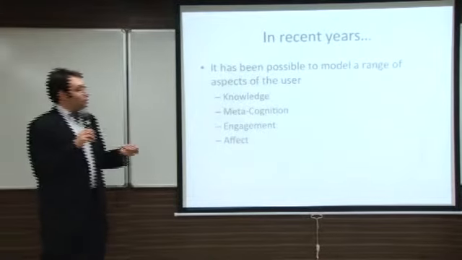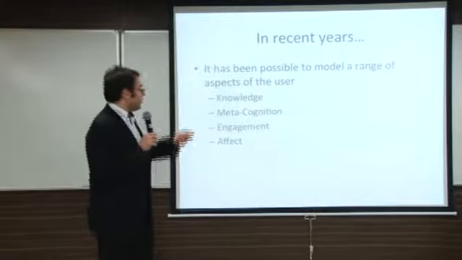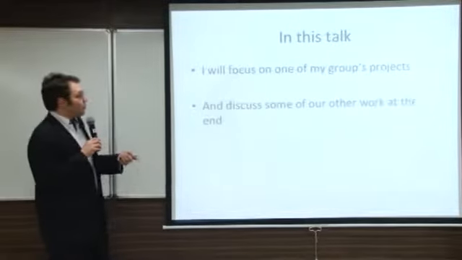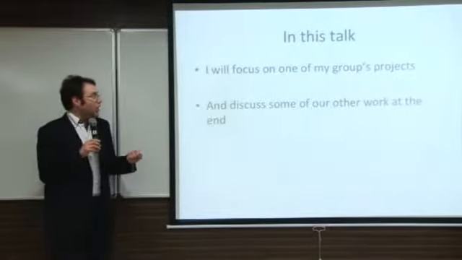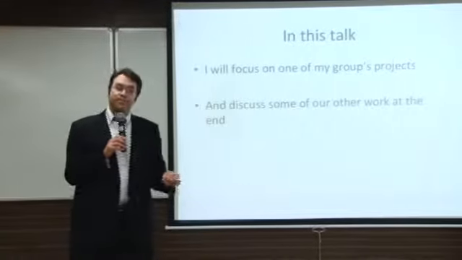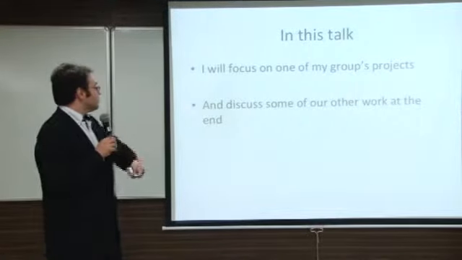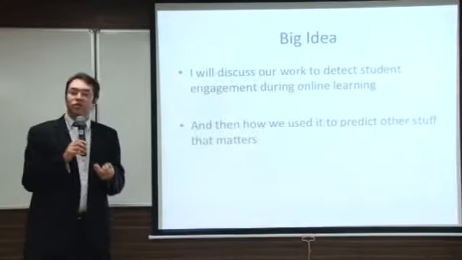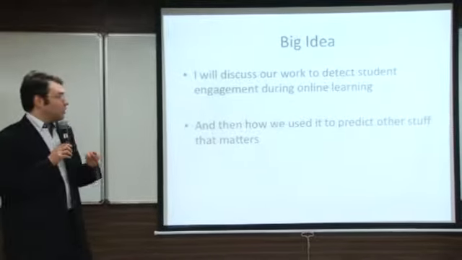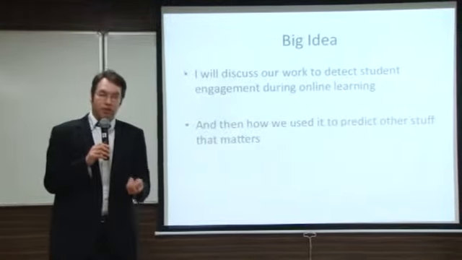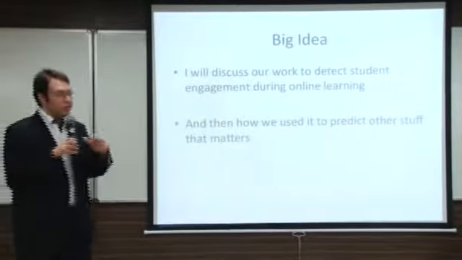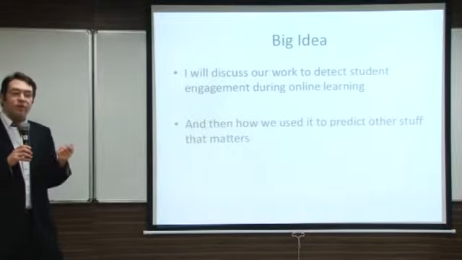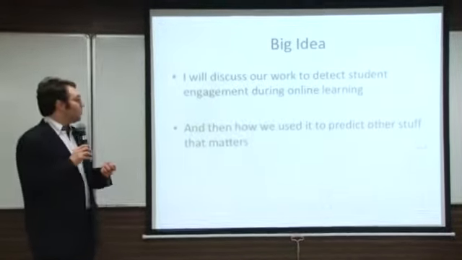So in recent years, it's been possible to model a range of aspects of the learner, including knowledge, metacognition, engagement, and affect. And I'm going to focus on one of my group's projects and discuss some of our other work as I go. So in particular, I'm going to discuss our work to study student engagement during online learning, and then how we use this to predict other stuff that matters. And I'll make connections back to the situation of QUED and the kind of data that's easily available now with those kinds of learning experiences.